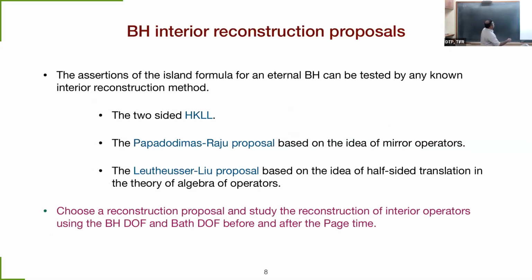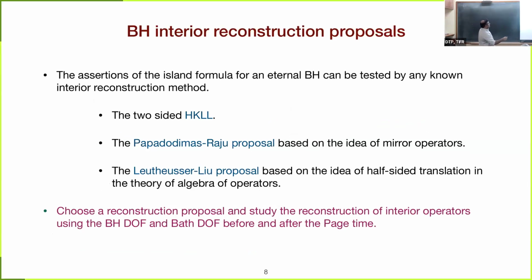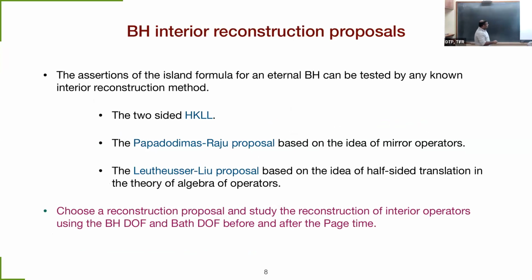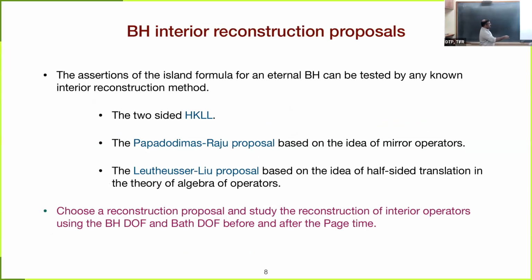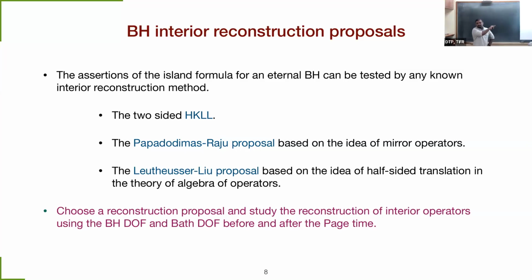Now, what I would like to do is the following. I would like to know whether the assertions of the island formula are true or not for the eternal black hole setup that we already discussed. So what one can do is take the two-sided HKL as one possibility, or use the Papadodimas-Raju proposal based on the idea of mirror operators, or use the Leutheusser and Liu proposal based on the idea of half-sided translation, which comes from the theory of operator algebra, which I will describe briefly. So you choose one of these proposals, or any new proposal, PETS map or whatever, and then show me that the assertions of the island formula are correct, at least within this setup.